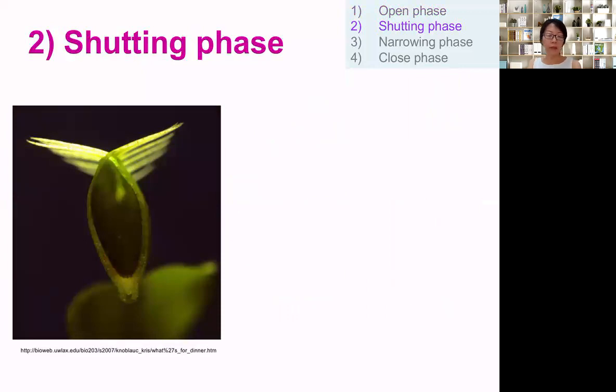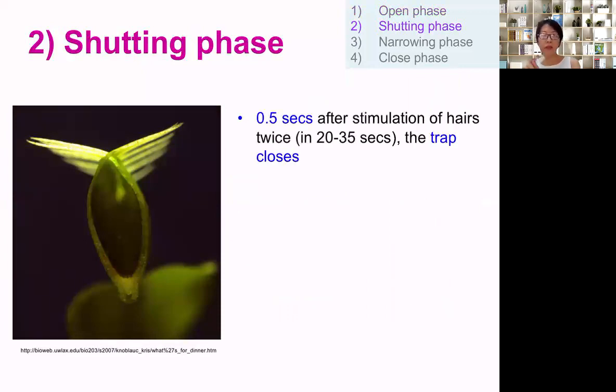So this is the shutting phase. What happens is that if the insect starts to move around and feed on the nectar and touches the sensory hair 2 times within about 20 to 35 seconds, then 0.5 second after the second touch, the trap will close already, like the one in the picture, okay?